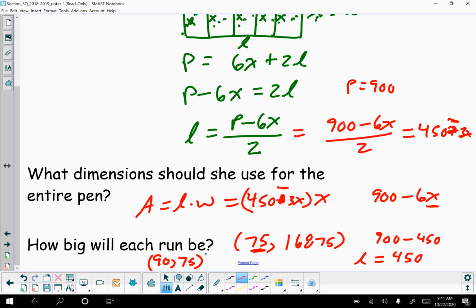It doesn't ask, but we would have a maximum area. Once I do that, my maximum area would be 16,875 square feet.